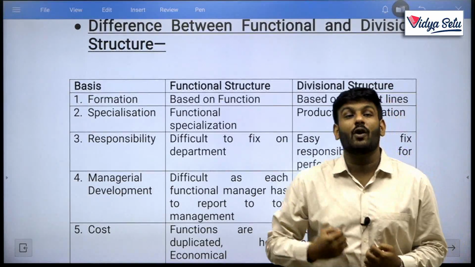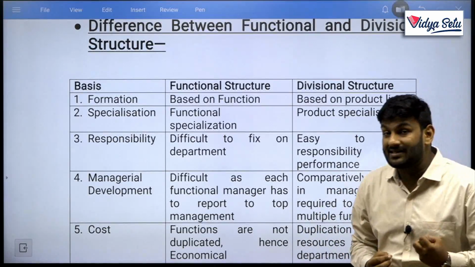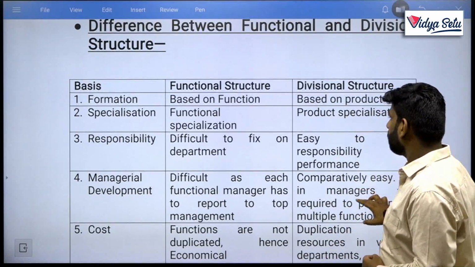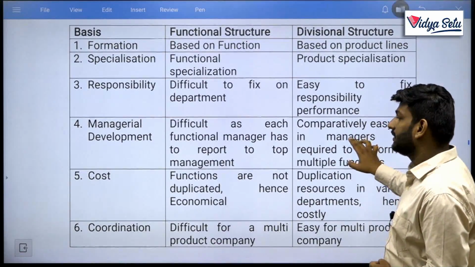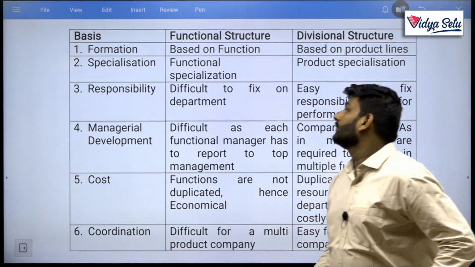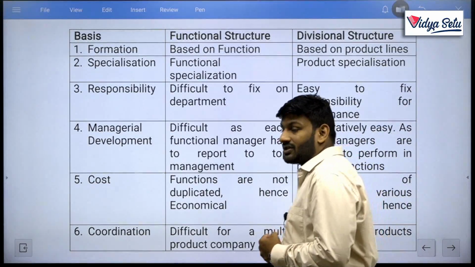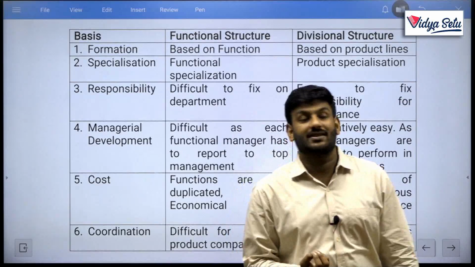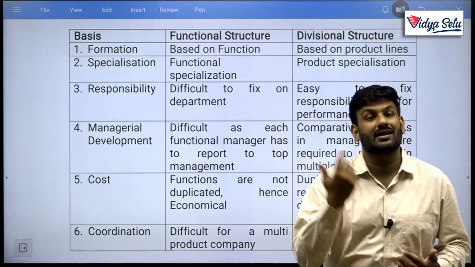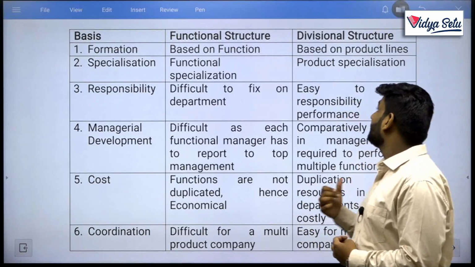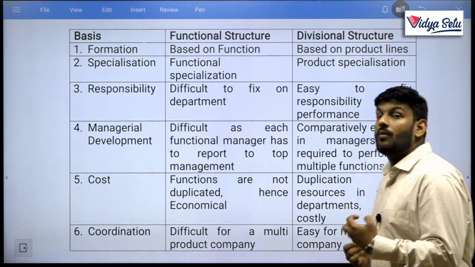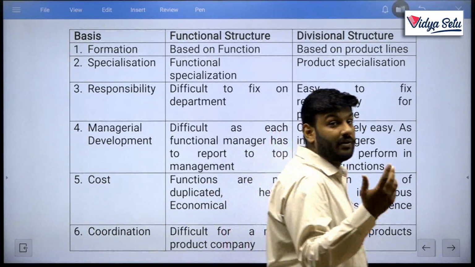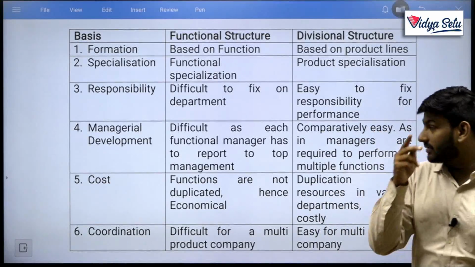They have separate divisional managers. Remember? Now in this class we will discuss the difference between functional structure and divisional structure. Let's begin with this table, guys. First is formation. How is the functional structure formed? It is formed on the basis of functions, such as marketing, HR, personnel. Divisional structure is based on products, such as cosmetics, watches, shoes, skincare, etc. Or in our next example we will discuss cars or bikes.